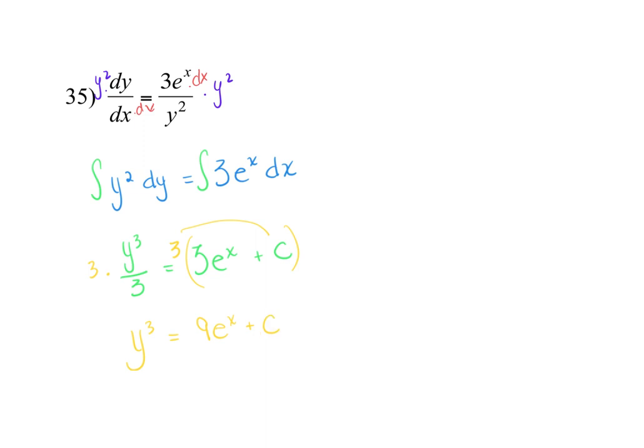And then I'm going to get rid of that 3 like I would in any equation. I would take the cubed root. Now I will say that c does need to stay within the cubed root because remember we talked about yesterday, the root of a group is not the same thing as the root of the individual pieces of the group, right? So your answer is actually going to be y equals the cubed root of 9e to the x plus c, everything under that root.